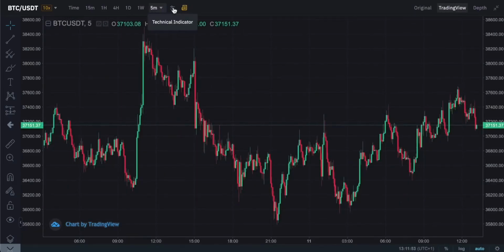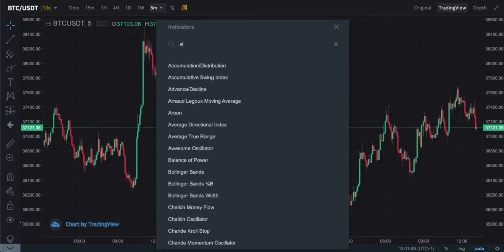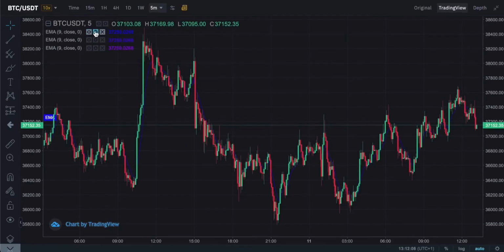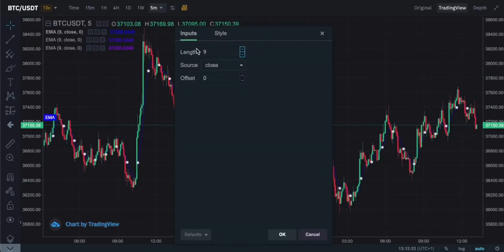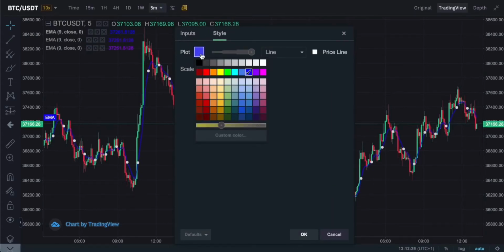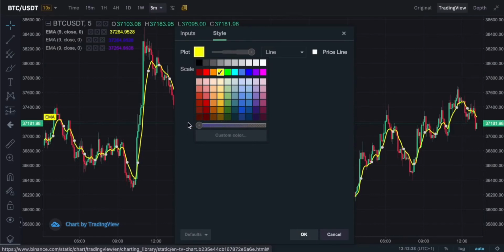And then I'm going to choose technical indicators, type in EMA and it should come up. You can see moving average exponential. So click on that 3 times because I want to add these 3 EMAs. Then we can go over to the format option and change it. This one is actually 9 period already. You can see the length is 9, so we won't change that. You can change the style to suit you, changing the color and also the opacity.